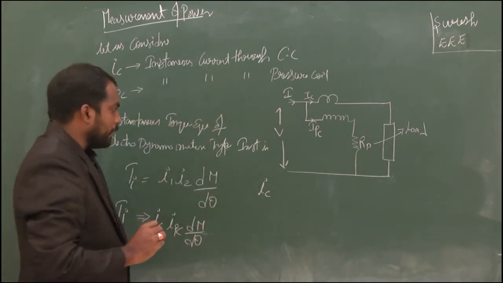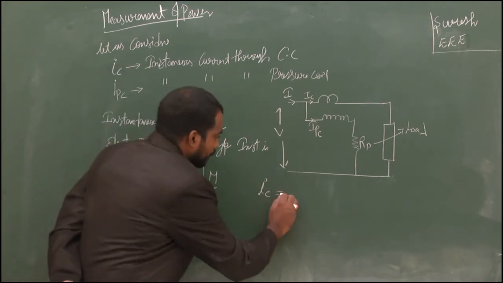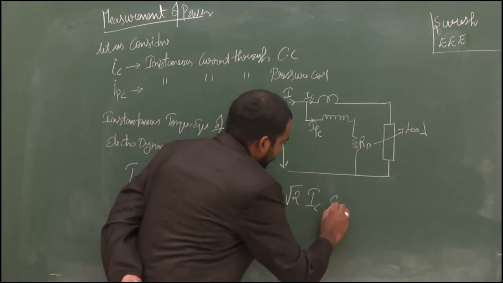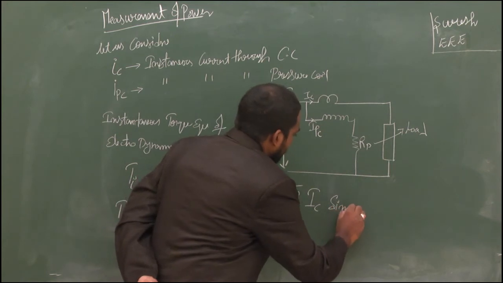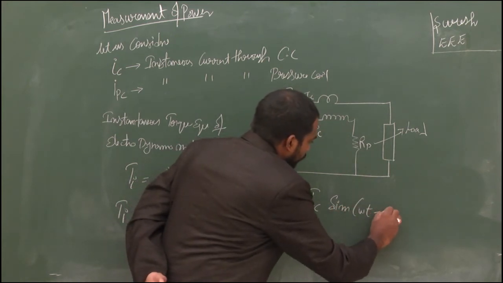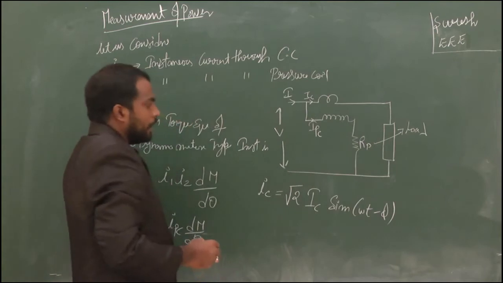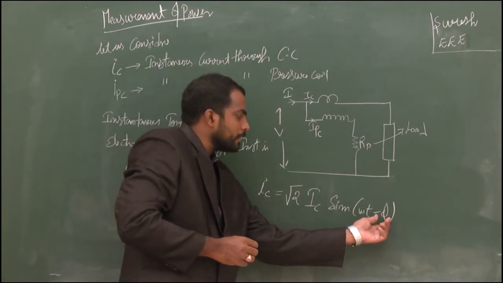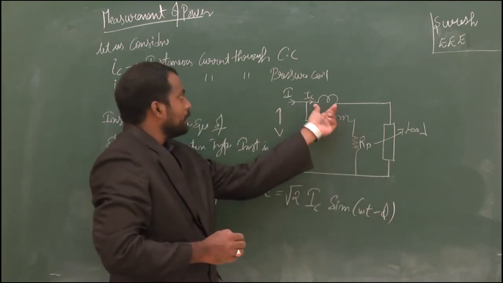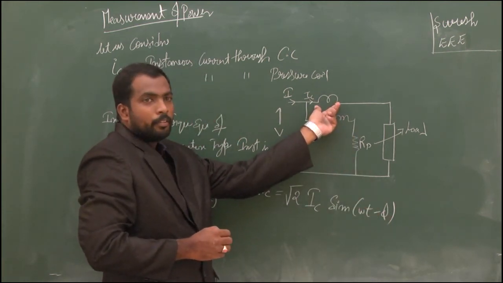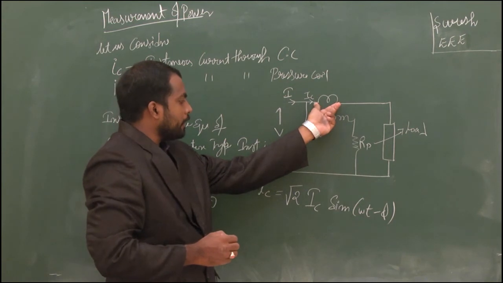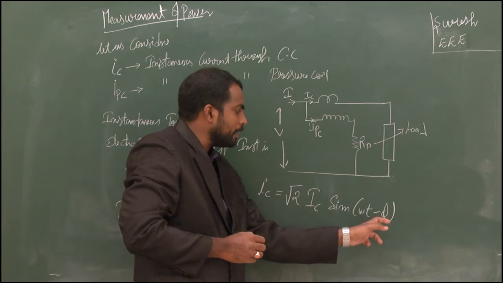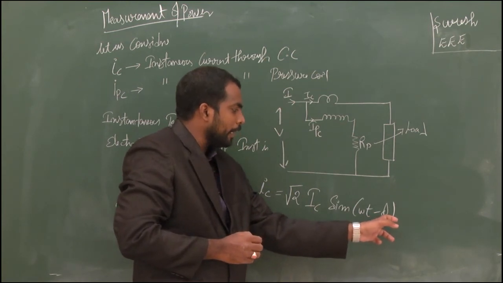Now as we all know, the instantaneous value of current is given by the formula IC equal to root 2 IC sin omega t minus phi. You can ask me why I am using sin omega t minus phi. The reason is that this is an inductive network in this case. In the case of an inductor, it will always have a lagging phase difference. That is the main reason I am representing it as lagging by an angle of phi.